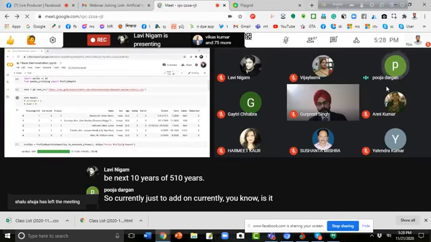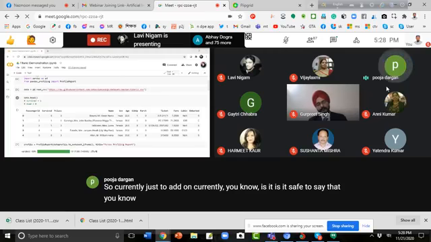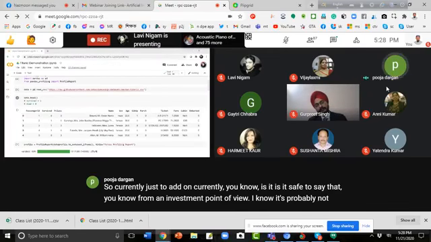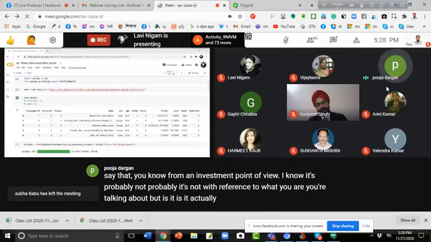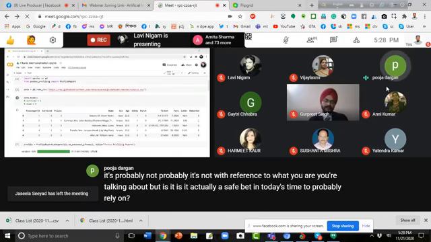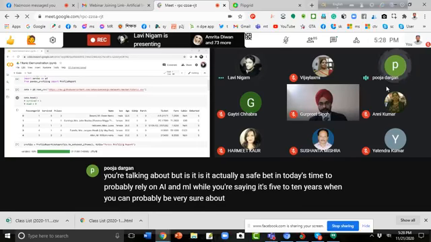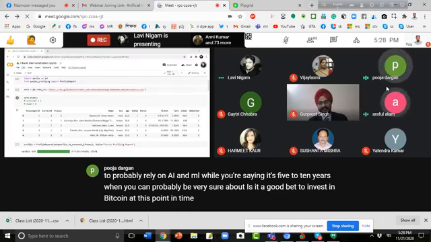So currently, just to add on, is it safe to say from an investment point of view, I know it's probably not with reference to what you're talking about, but is it actually a safe bet in today's time to rely on AI and ML, while you're saying it's 5 to 10 years when we will be very sure about it? Is it a good bet to invest in Bitcoin at this point in time, depending on AI and ML?